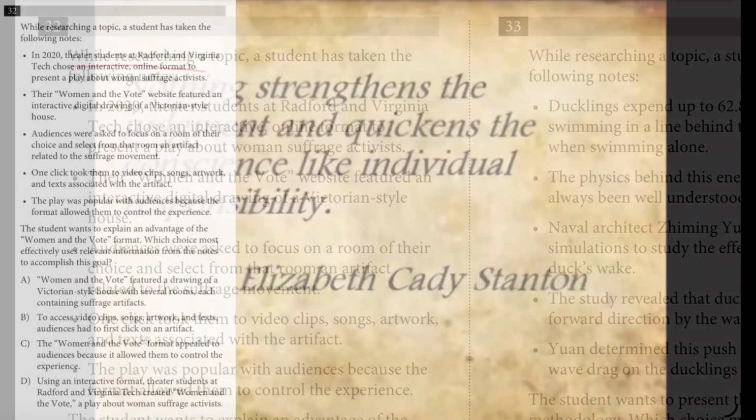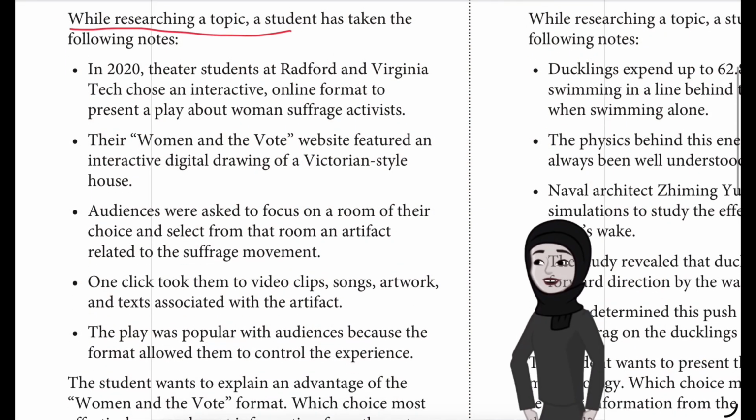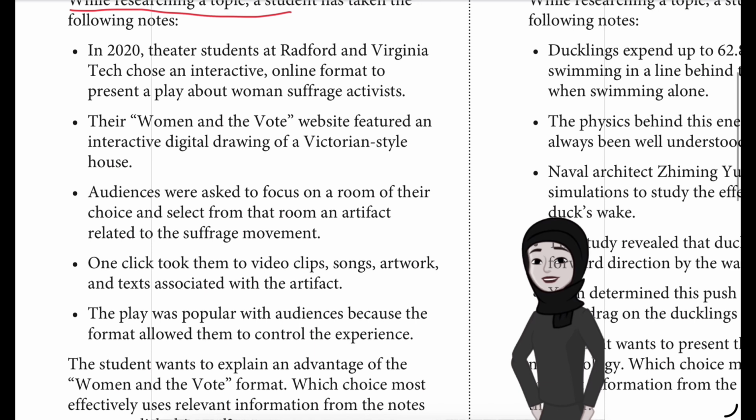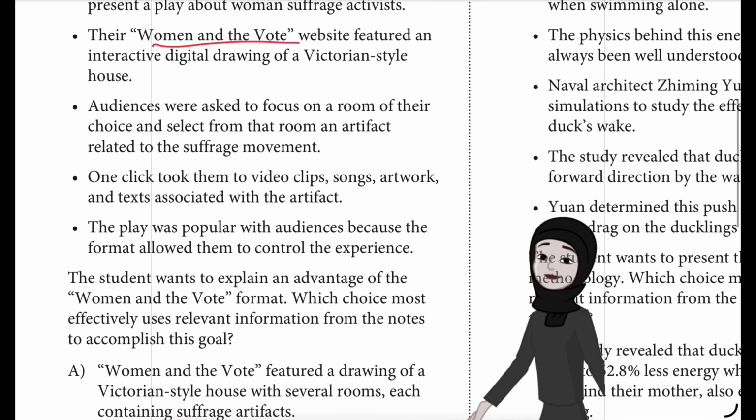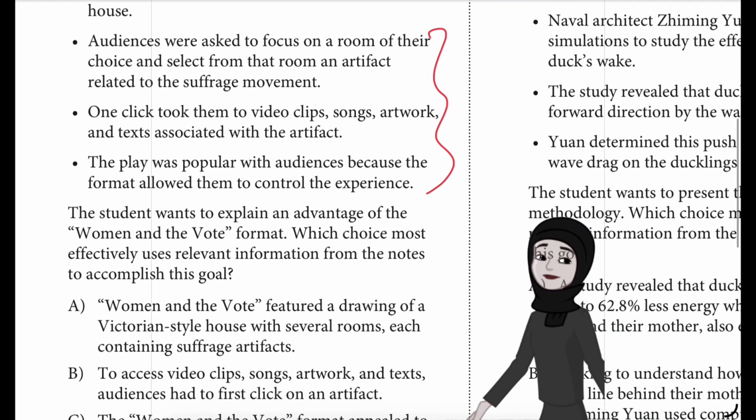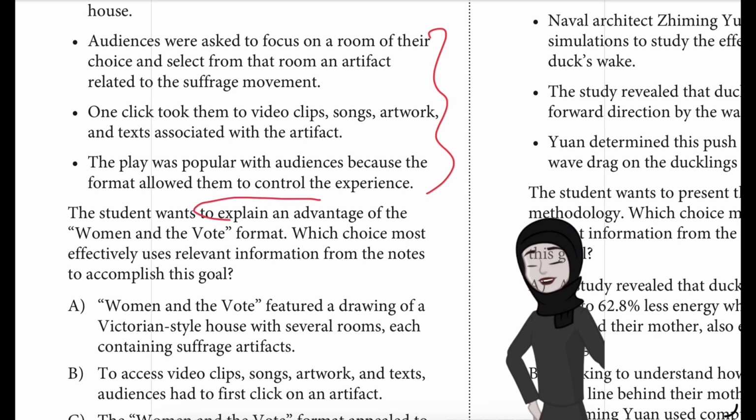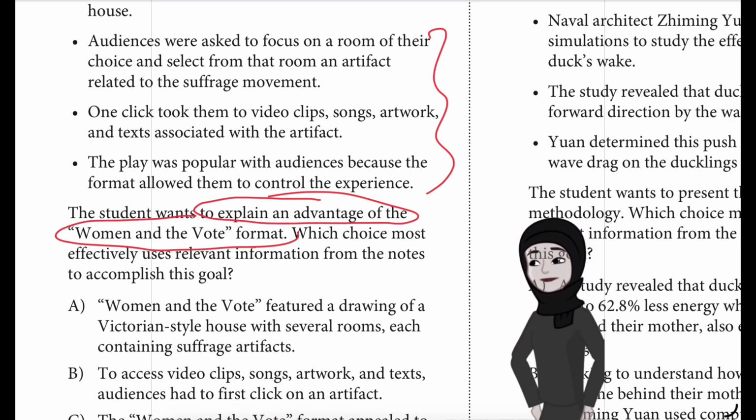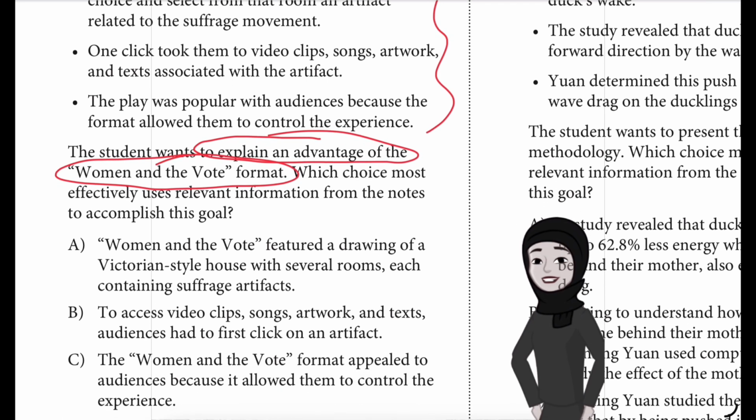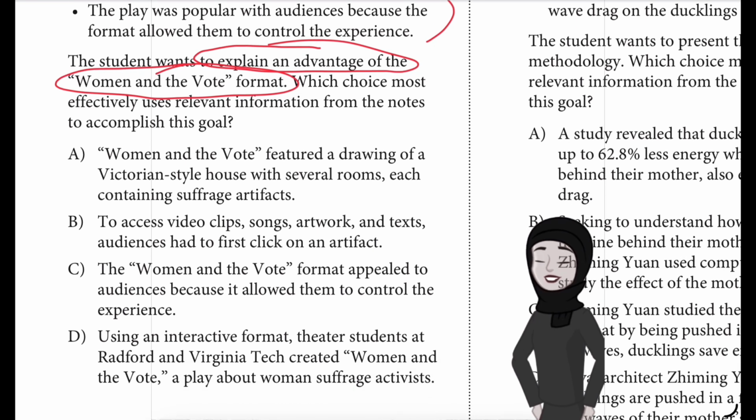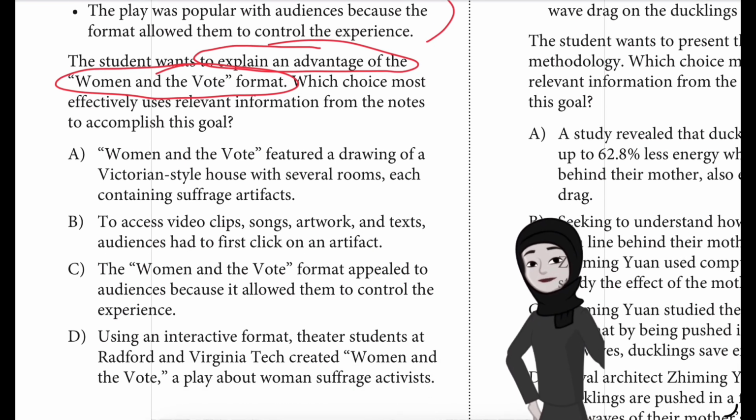women suffrage activists. So in question number 32, the student is again researching a topic and he has taken the following notes about Women and the Vote. And he wants to explain an advantage of the Women and the Vote format. So what is the advantage? Which is the choice which most effectively uses relevant information from the notes to accomplish this goal?